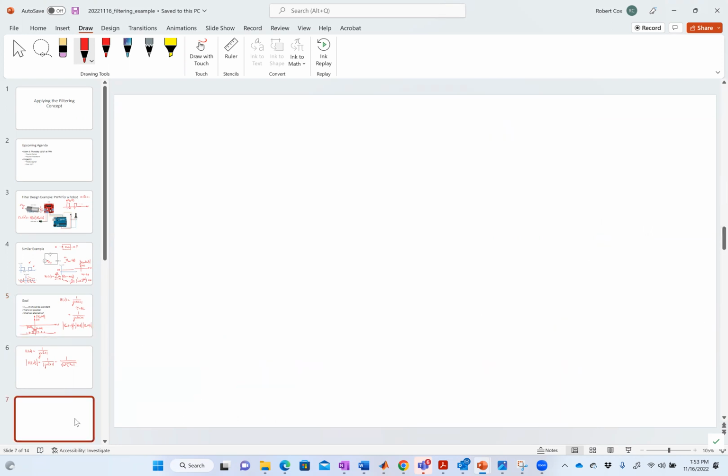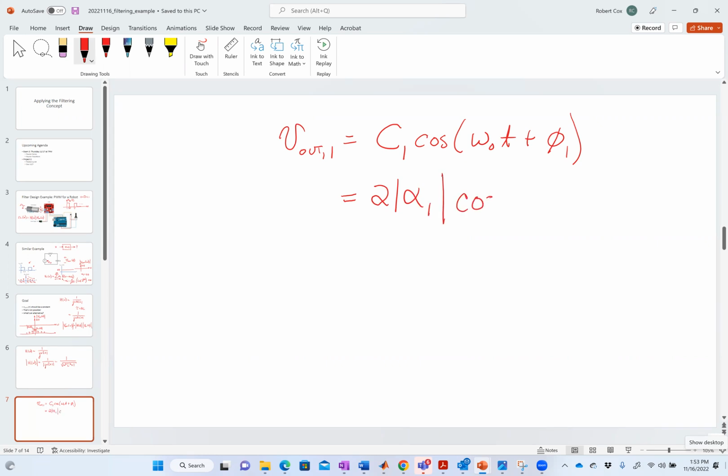All right, so V out can't be constant. So what can I do as an alternative? What I want to have happen is that the first harmonic, let's call it V out 1, which would have some shape C1 cosine omega naught t plus, I'll call it phi 1, right? And I can relate that to the alpha type of the series by saying it's 2 times the magnitude of alpha 1 cosine of omega naught t plus the angle of alpha 1.